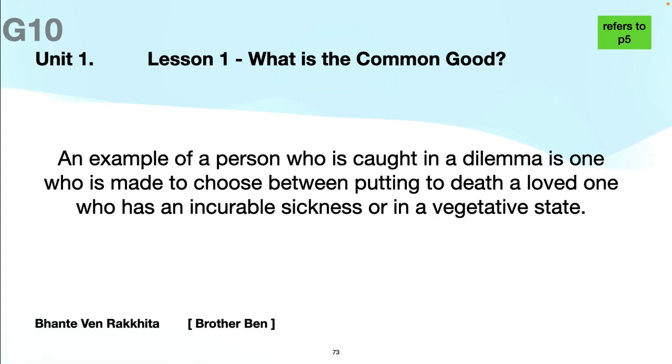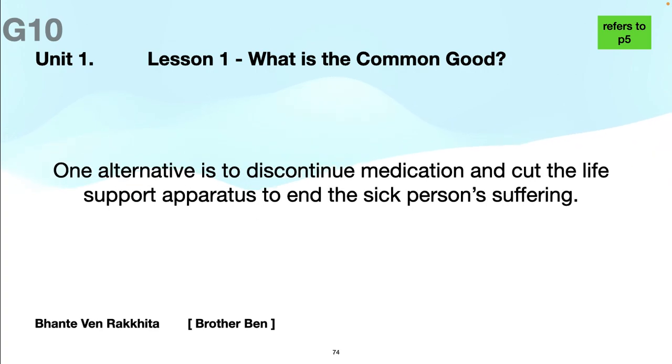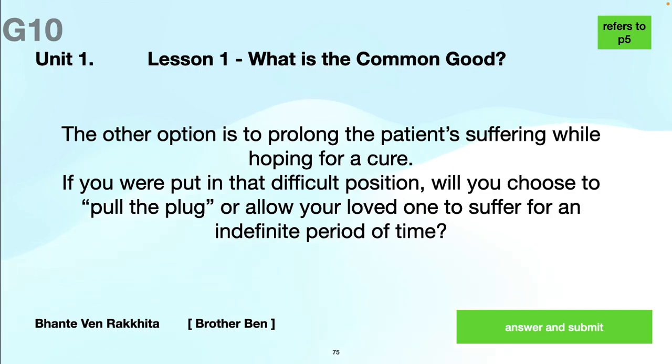An example of a person who is caught in a dilemma is one who is made to choose between putting to death a loved one who has an incurable sickness or is in a vegetative state, like in a coma in hospital. One alternative is to discontinue medication and cut the life support apparatus to end the sick person's suffering. The other option is to prolong the patient's suffering while hoping for a cure.